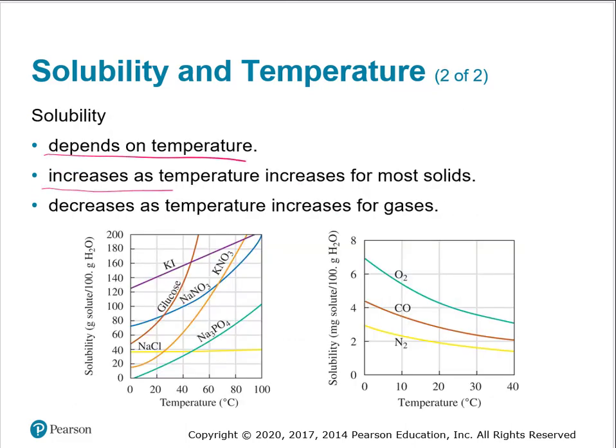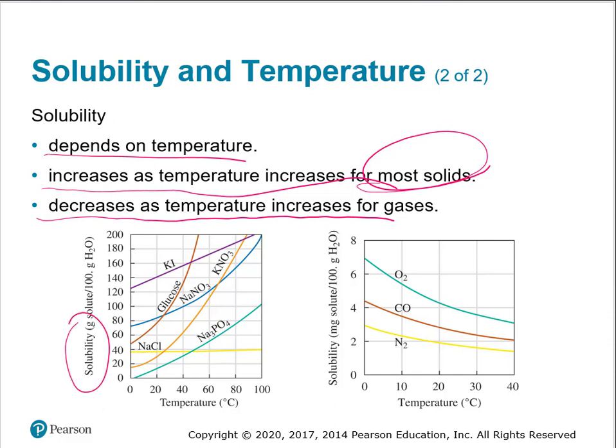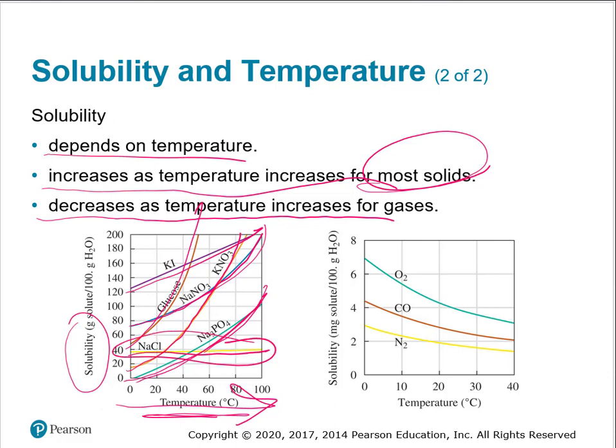Solubility depends on temperature, increases as temperature increases for most solids, decreases as temperature increases for gases. Let's look at this. This is our solubility and looking at temperature. So as temperature goes to the right, we have greater solubility for sodium phosphate, greater solubility for potassium nitrate, greater solubility for sodium nitrate and potassium iodide and glucose. The only thing that we didn't see really was salt. And for gases on the right here, we can see as temperature increases, the solubility for gases goes down for oxygen, down for carbon monoxide, down for nitrogen.